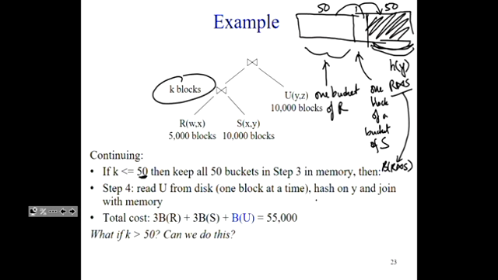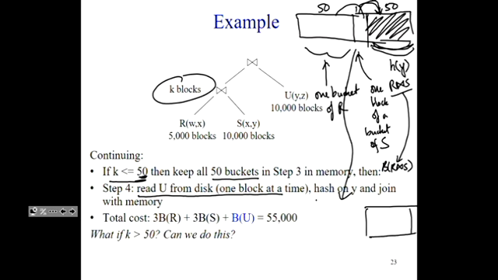So if K is less than or equal to 50, you keep all 50 buckets in memory, and then you read U from disk, one or more blocks at a time. It's entirely up to you. You then hash those blocks into the same hash table. So the second step, let me draw another diagram. For the second step, this hash table on R join with S will stay as is. You have 51 other slots that you can use for bringing in U. Let's say you just use one of those blocks.